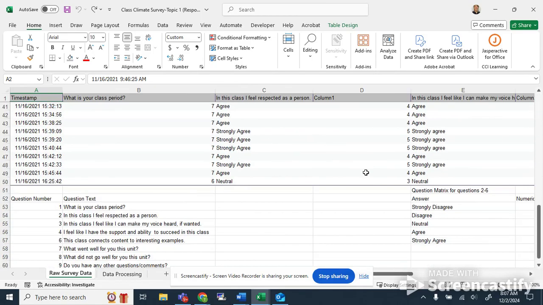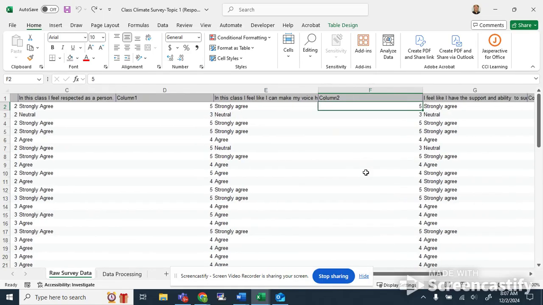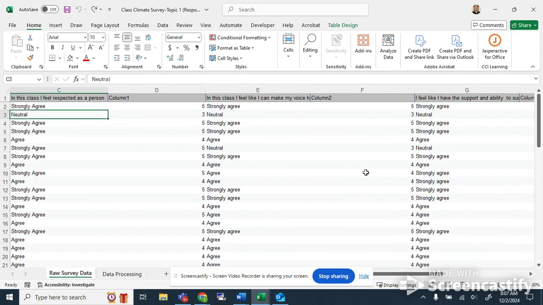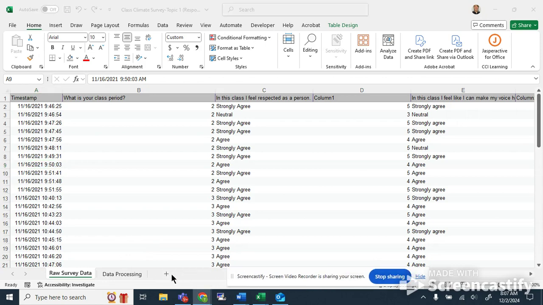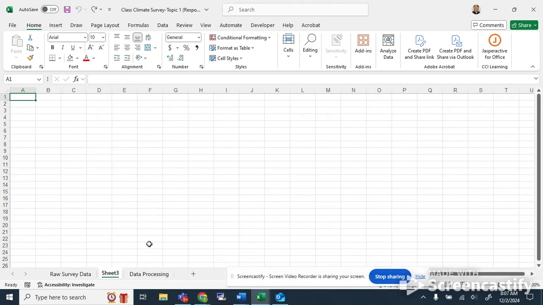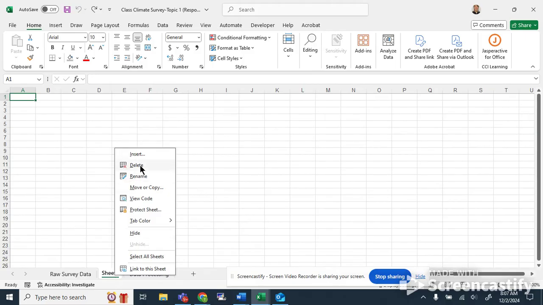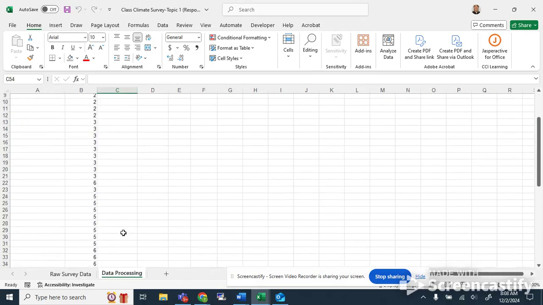So once I got the question matrix set up and I went through and added all the numbers to each answer, what I did then is make it a little bit easier on myself, because this is a lot to look at all at once. I created a tab at the bottom. To do that, you just click a plus here. I'll just add a new blank sheet. And I have a data processing sheet.